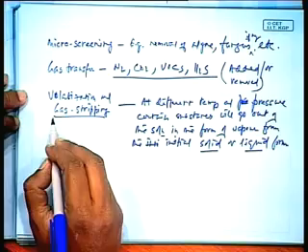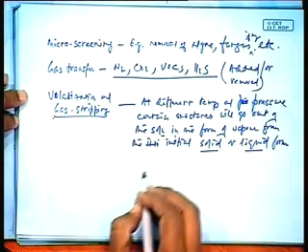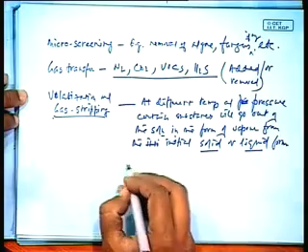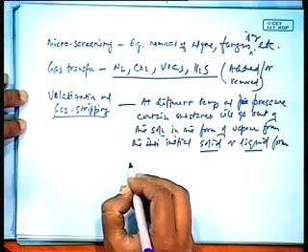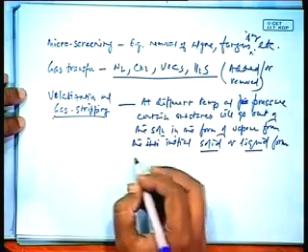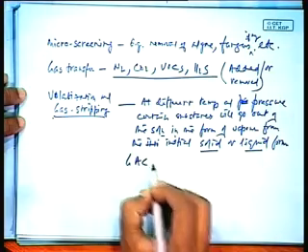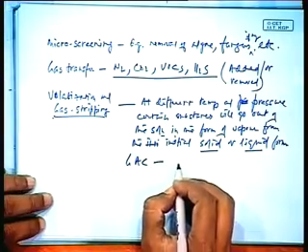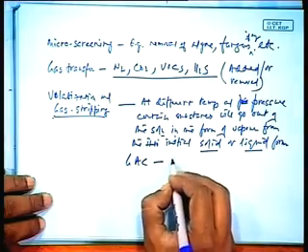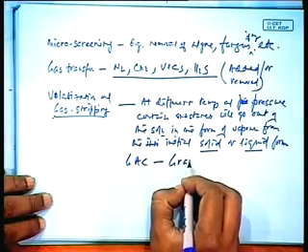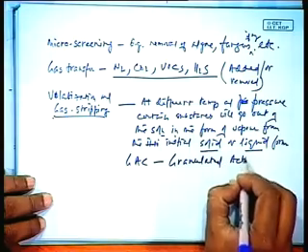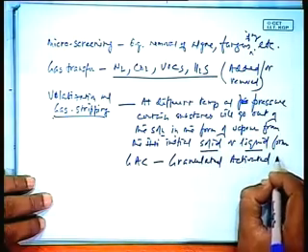Gas trapping is also taking place. Here gas trapping is a case where there are substances like granulated activated carbon, GAC as we call it. This is called granulated activated carbon.